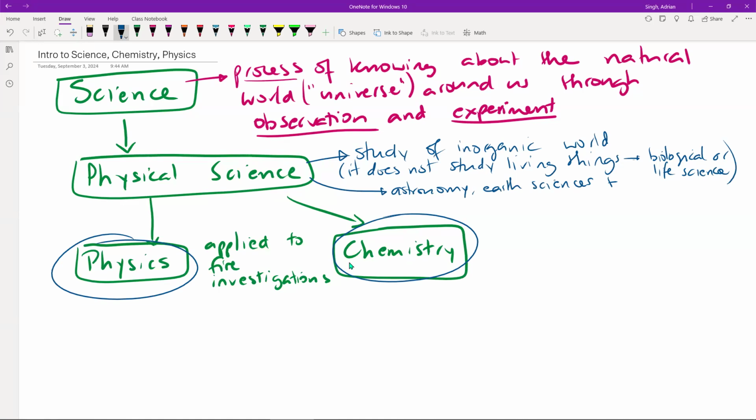Right, so we have under physical science astronomy, earth sciences, physics, and chemistry. And as a disclaimer, I am a chemist by training, so that's kind of my thing. So I'm going to lean heavily on that. And there's a lot of chemistry involved in fire investigations. So we'll try to draw those connections. We're also going to see some physics as well.